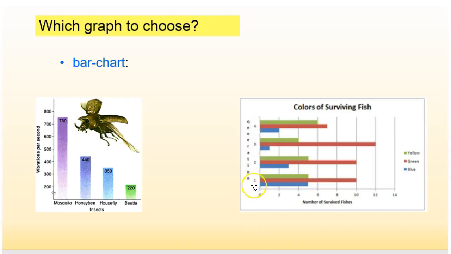So the first generation of fish here, how many blue, green, and yellow fish are surviving in that generation. Then we're looking at the second, third, and fourth. So this allows you to compare groups, but also compare them in different situations, or in this case, across time, so that you can get a bigger understanding of the changes that are happening in this group.